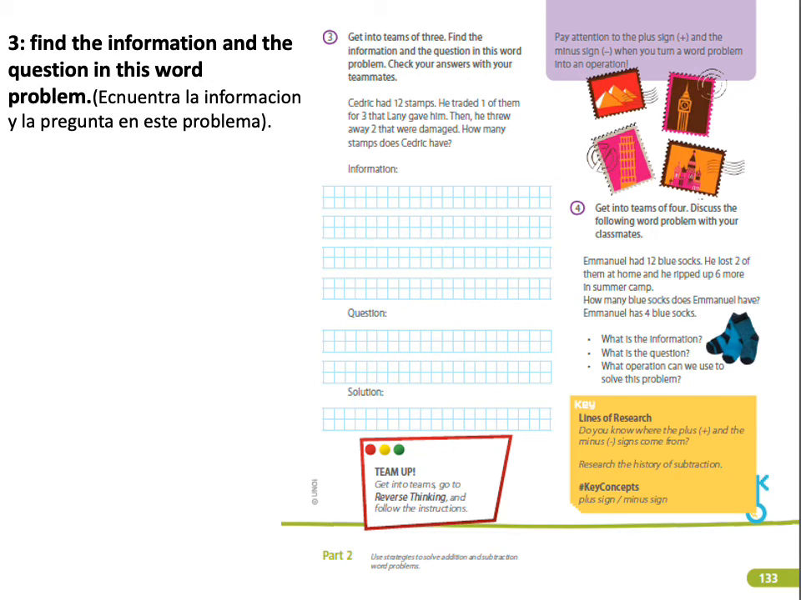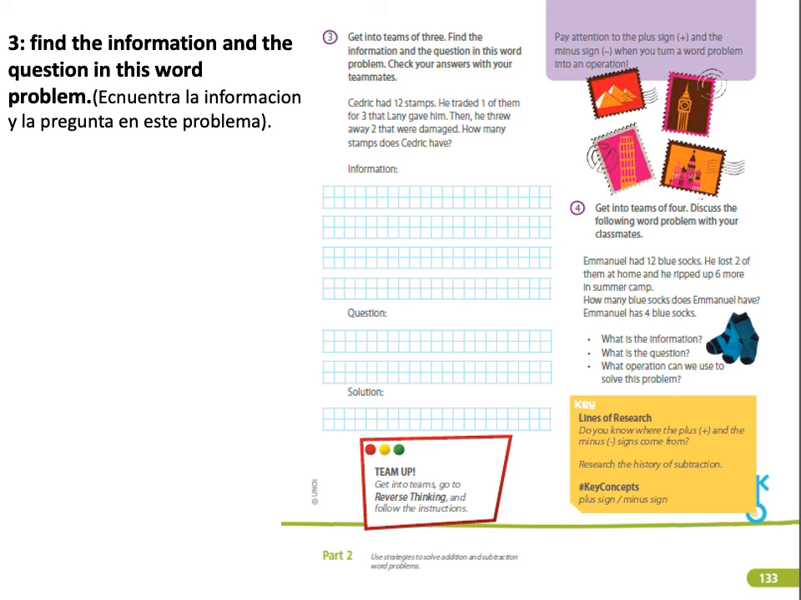Alright, so with this word problem, we are going to answer these little questions. And first we have information. What was the information about the word problem? The information is the numbers of the things we are going to do math with. Question. The question, I will give it to you. The question is, how many stamps does Cedric have? So you are going to write the question.